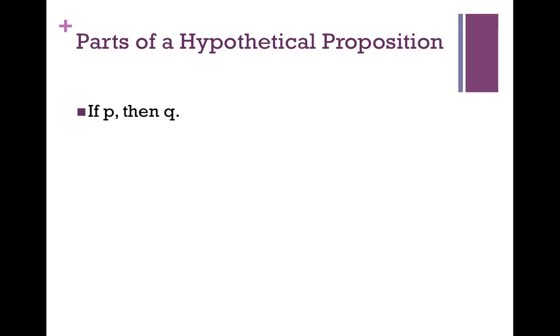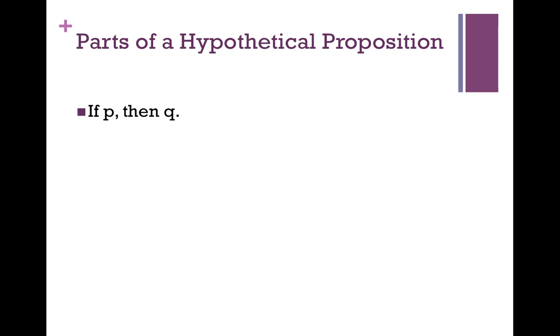As I said a moment ago, a hypothetical proposition is just any proposition that is of the form if then. Notice here I have P and then Q. It doesn't necessarily have to be P and Q. It could be if not P, then not Q. It could be if P, then not Q. It could be a lot of different things that we say there. But if you have this if then kind of proposition, then you're dealing with a hypothetical proposition.